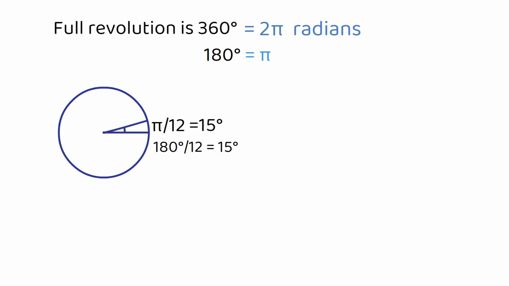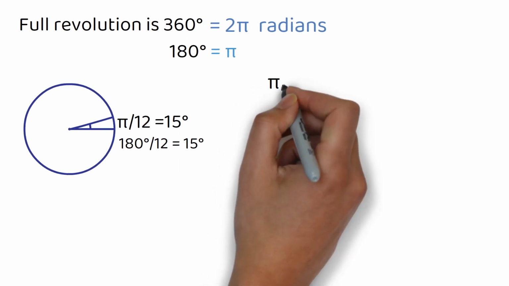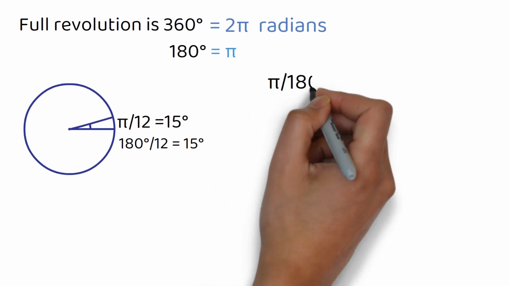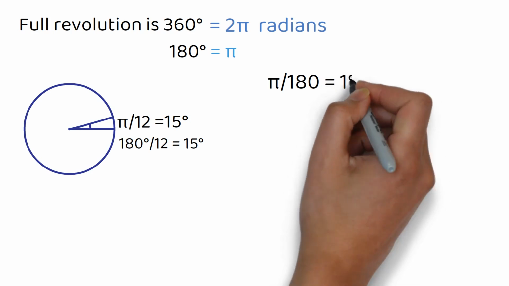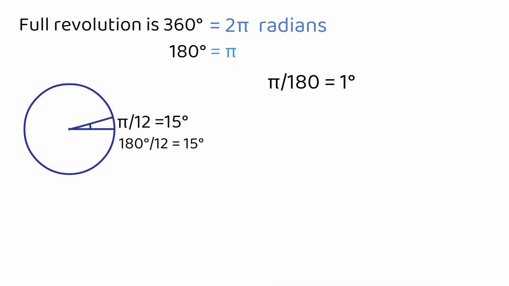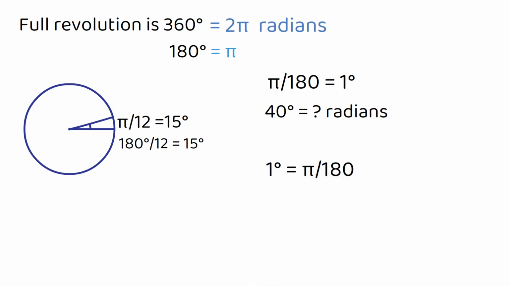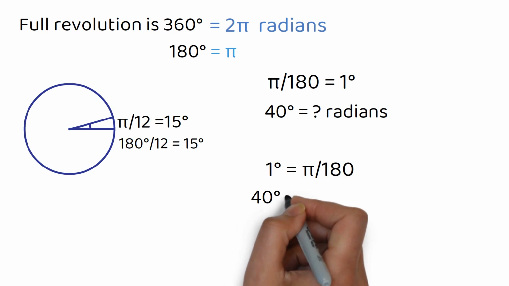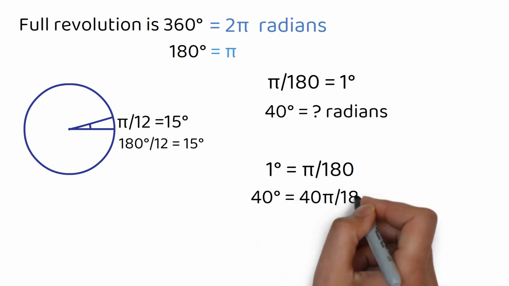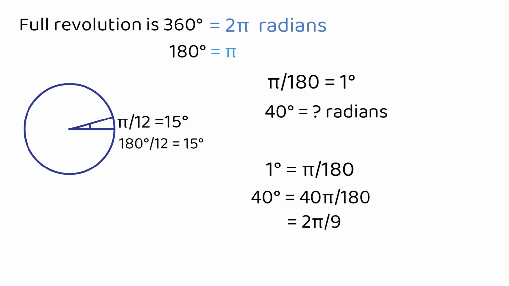To go from degrees to radians is a bit more tricky. We can observe that as pi radians is 180 degrees, it follows that pi divided by 180 radians is 1 degree. For example, suppose that we want to convert 40 degrees into radians. We can say that 1 degree equals pi over 180 radians, and so 40 degrees equals 40 pi over 180, which is the same as 2 over 9 times pi radians.